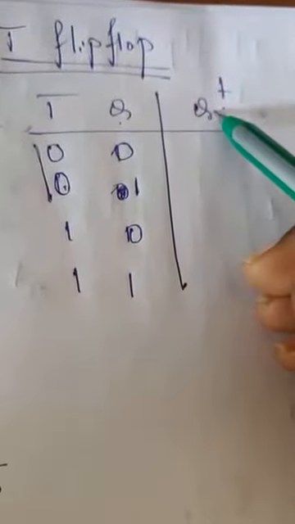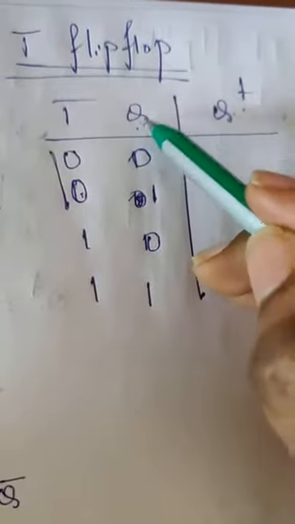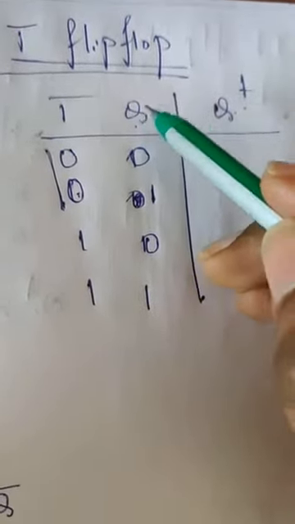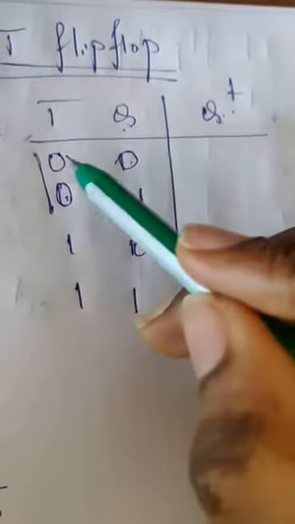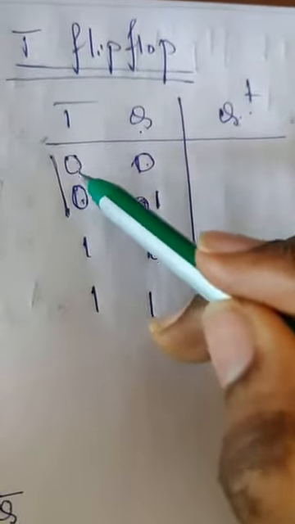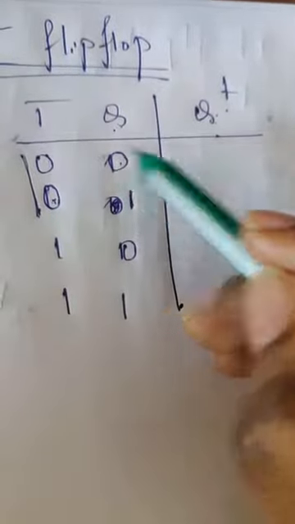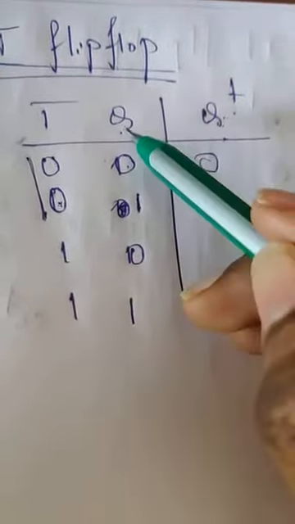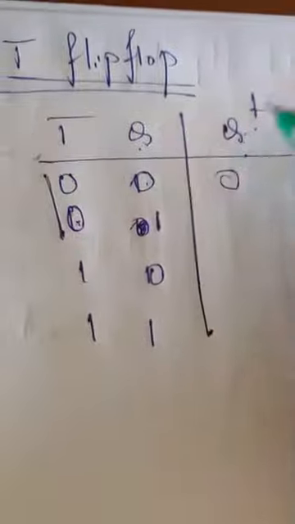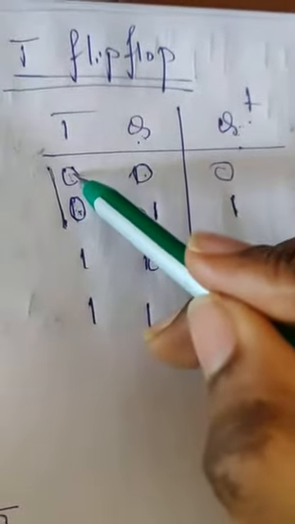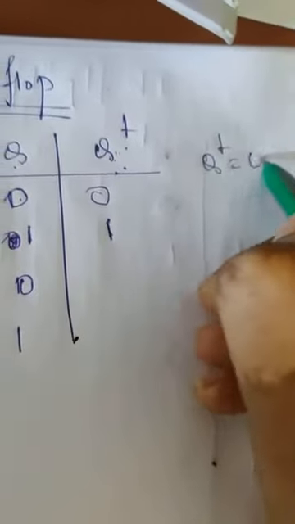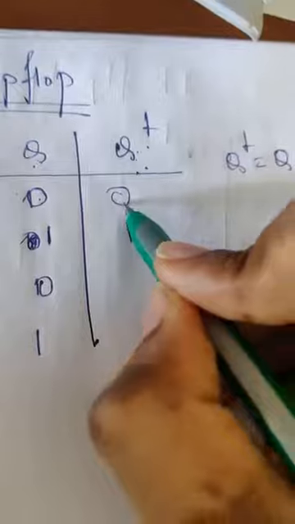When T is 0, the next state will be the previous state. The next state Q plus will be the present state or previous state. So the next state will be the same as the previous state. When T is 0, Q plus is equal to Q. Whenever T is 0, Q plus is equal to Q. 0 means 0, 1 means 1.